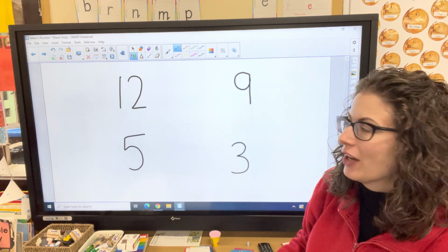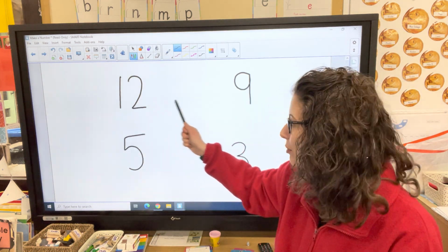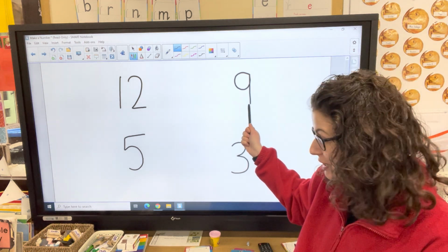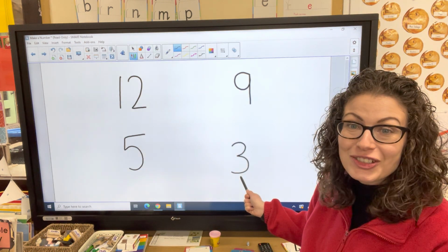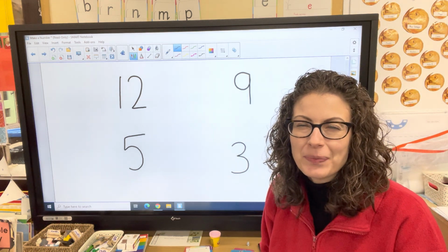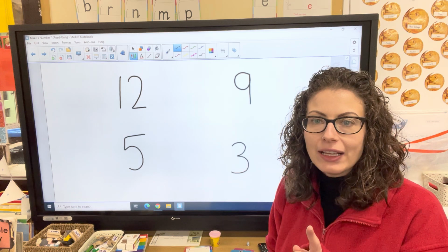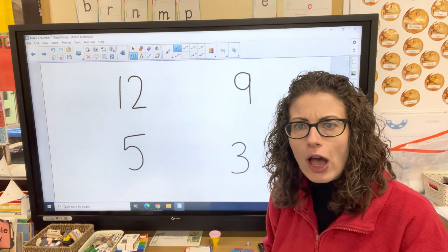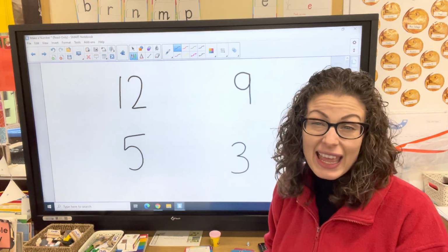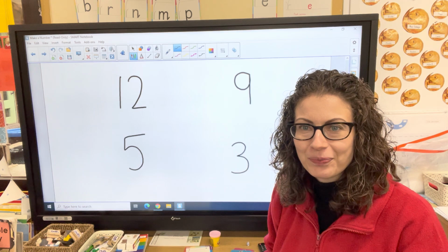Fantastic, well done. Okay, you've got brilliant, number 12, number 9, number 5, and number 3, super. Okay, we're going to play odd one out. Can you tell the adult which one of these 4 do you think the odd one out is and why? And remember, there's not one answer. Off you go.